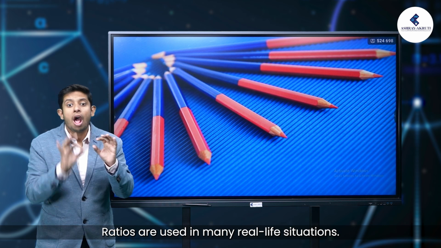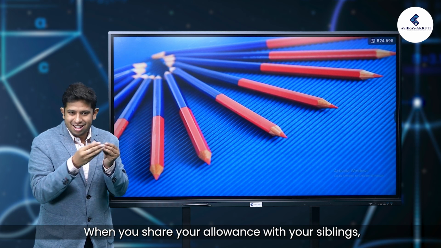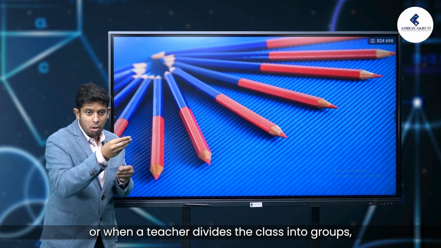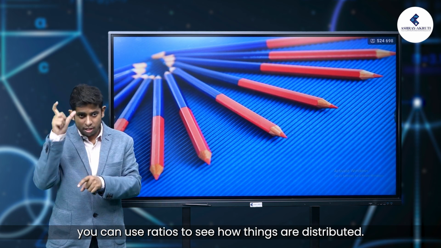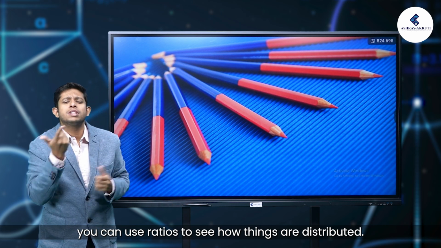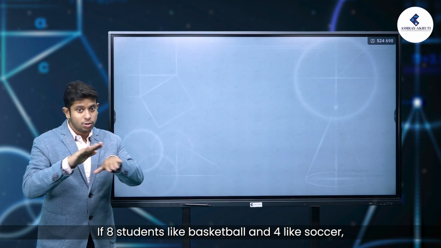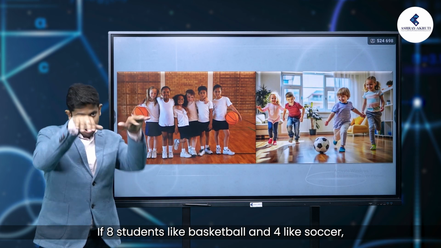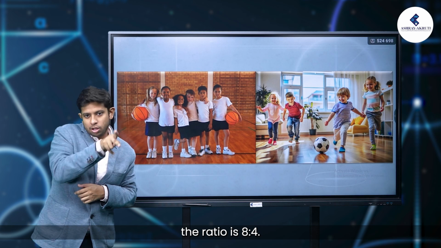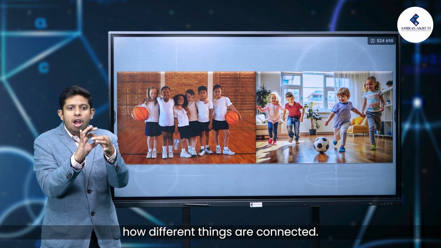Ratios are used in many real-life situations. When you share your allowance with your siblings, or when a teacher divides the class into groups, you can use ratios to see how many things are distributed. If 8 students like basketball and 4 like soccer, the ratio is 8:4. Ratios help us understand how different things are connected.